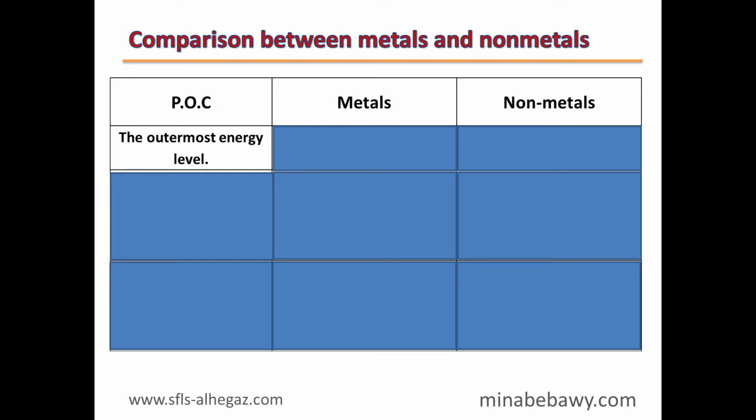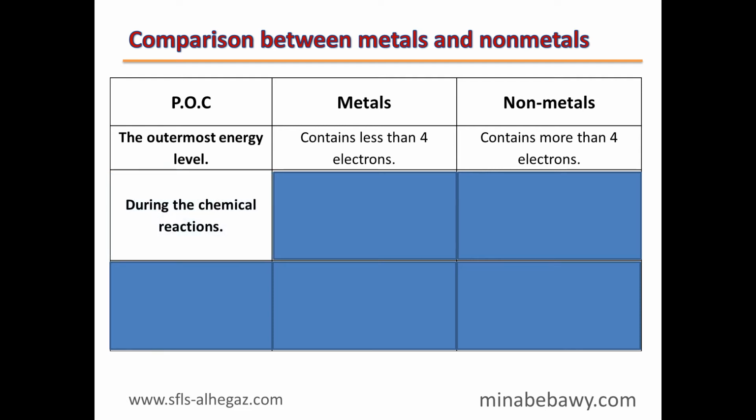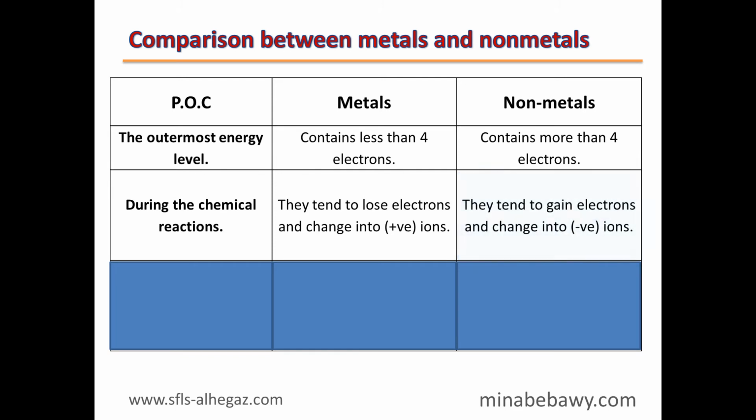The first point of comparison is the outermost energy level. The outermost energy level in metals contains less than 4 electrons, but in nonmetals it contains more than 4 electrons and less than 8 electrons. During chemical reactions, metals tend to lose electrons and change into positive ions, while nonmetals tend to gain electrons and change into negative ions.